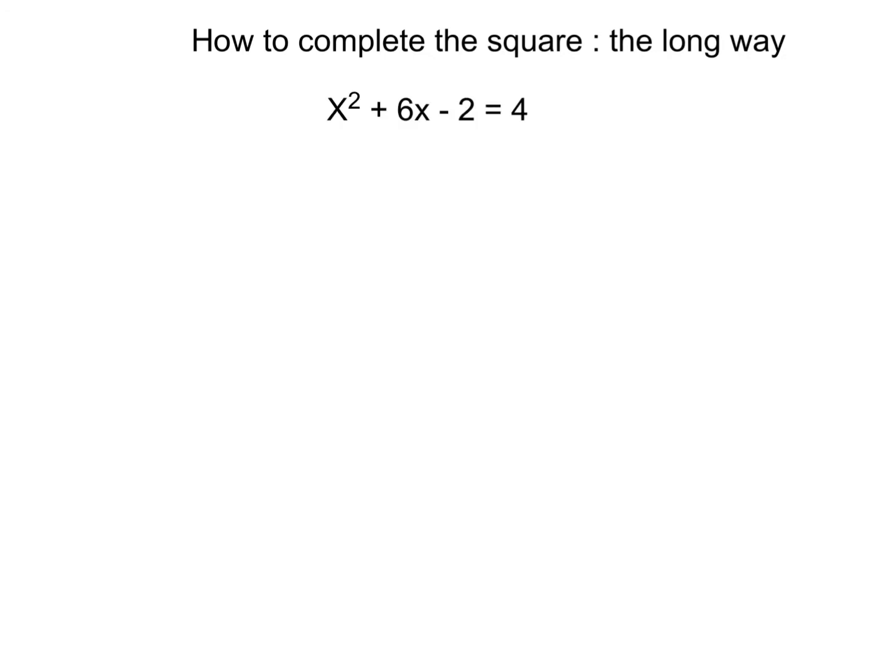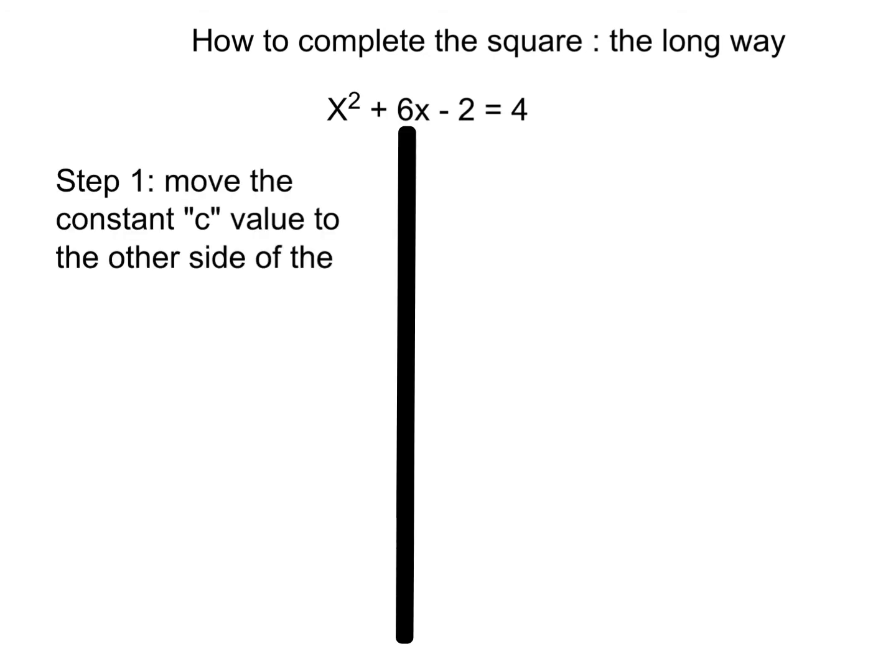So again, here's our problem, x squared plus 6x minus 2 is equal to 4, and you are asked to solve this using completing the square. Our first step is to move the c value to the other side. Our c value is our constant, so that's this guy right here. To move it, we're going to add 2 to the other side. So you now get x squared plus 6x is equal to 6.